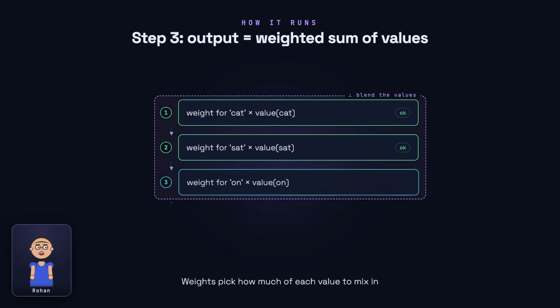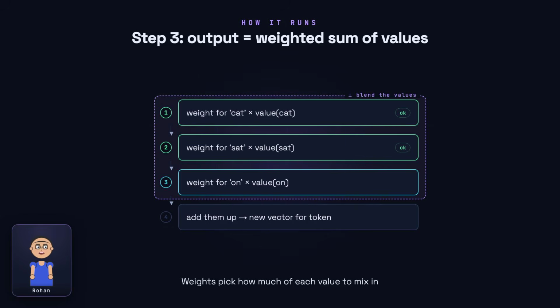Finally, those weights are used to blend the value vectors. Each token's new representation is the weighted sum of everyone's values, with the attention weights deciding how much of each to mix in. So the output of one head, for the token sat, is mostly the value of cat, plus a little of the others. That's one head, start to finish.